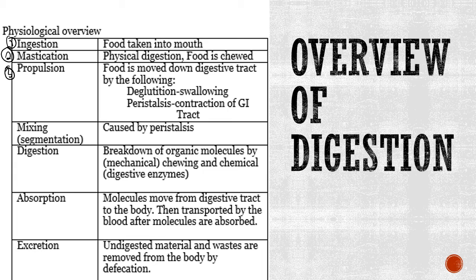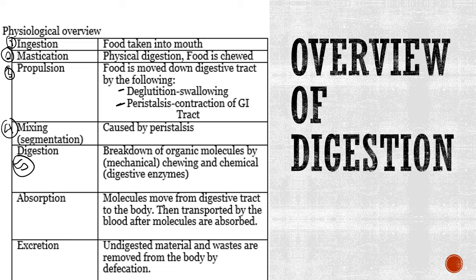Propulsion is going to be when you push food down the digestive tract. This happens in two ways. The first way is deglutition, which is swallowing, and the second way is peristalsis, which is those wave-like muscle contractions that push the food down. Now, none of that is actually any type of digestion, chemical or physical. It's just moving food. After propulsion, we get to mixing. Your book calls it segmentation. This is a mixing of the digested or semi-digested material with all of your chemicals, and that's caused by peristalsis.